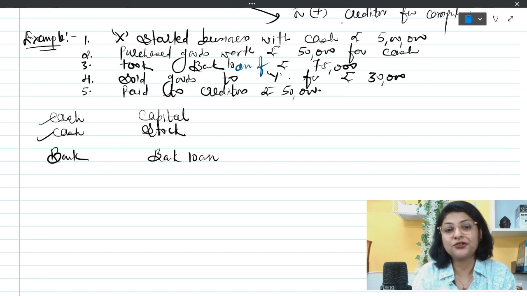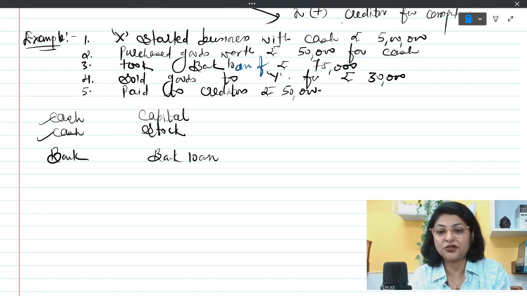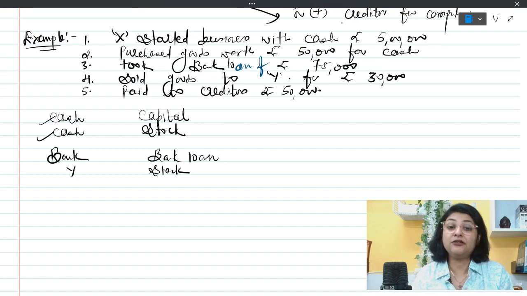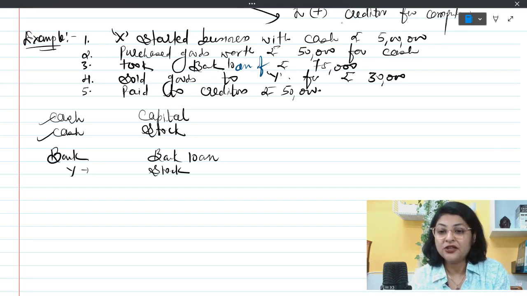Fourth one, sold goods to Y for rupees 30,000. So stock is already there. Stock, and Y is who? Y is our debtor. So the debtors account will be opened.